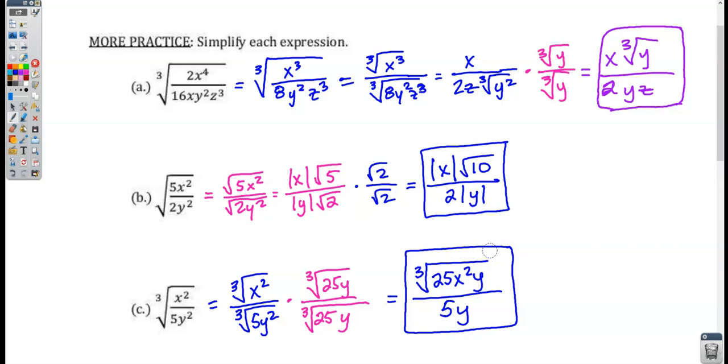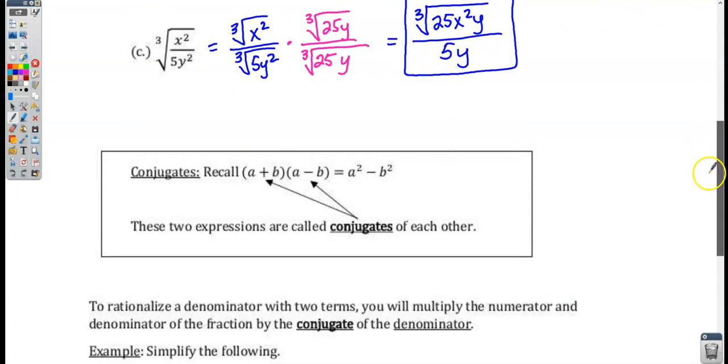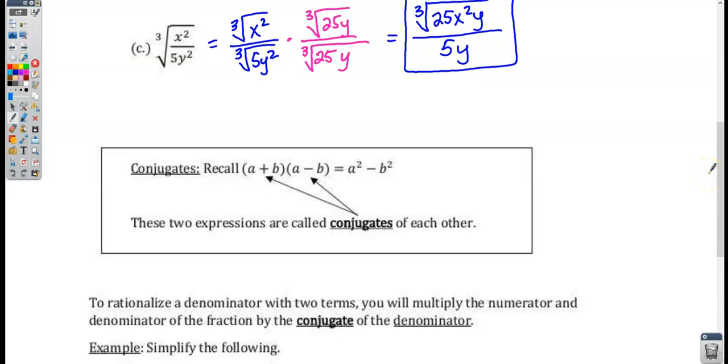All right, moving along. The next thing you see is a little box here that defines what conjugates are. If you remember back when we talked about factoring, we talked about the difference of squares, that a squared minus b squared was equal to a plus b times a minus b. And that's a very useful thing for us in simplifying and rationalizing denominators. So far we've looked at rationalizing denominators where there was only one term in the denominator. Now, in the next bunch of examples, we're going to look at rationalizing the denominator when there are 2 terms instead of just 1. So this is a very important thing for us.